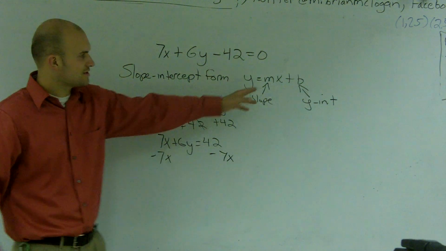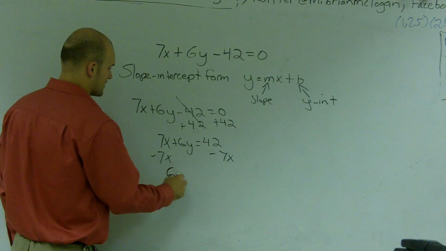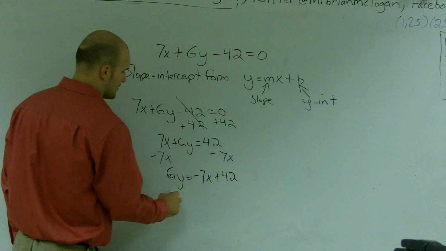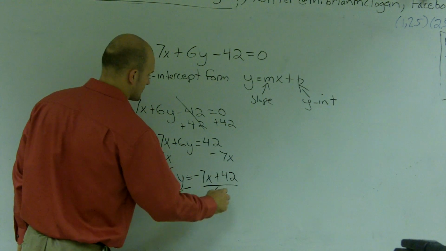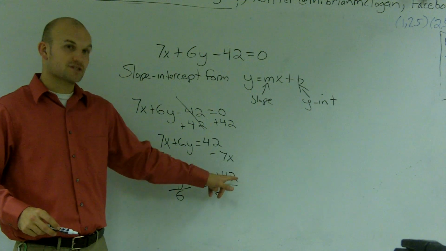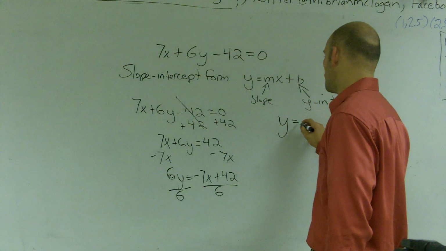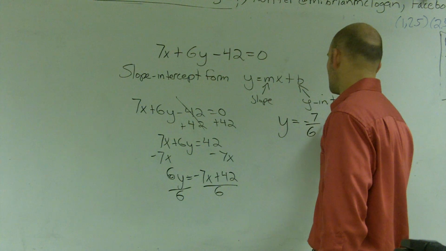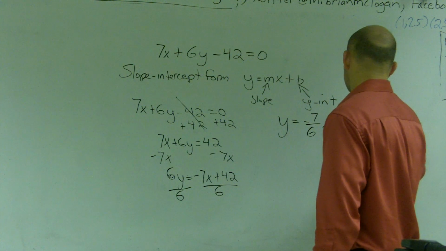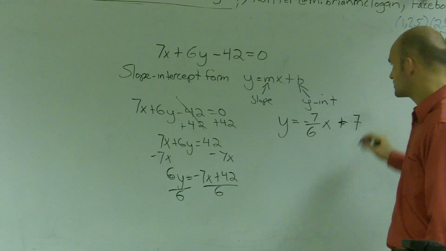Now we like to write, notice the x is before our constant, my b, so I'll have 6y equals a negative 7x plus 42. Then I divide by 6, dividing the 6 into the negative 7x and the 6 into the 42. So therefore, I'll have y equals a negative 7/6 x plus 42 divided by 6, which is 7.